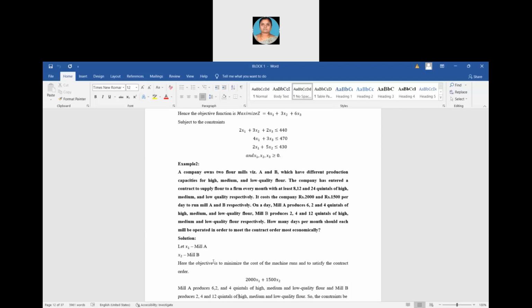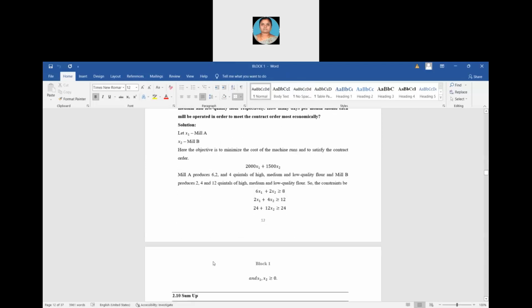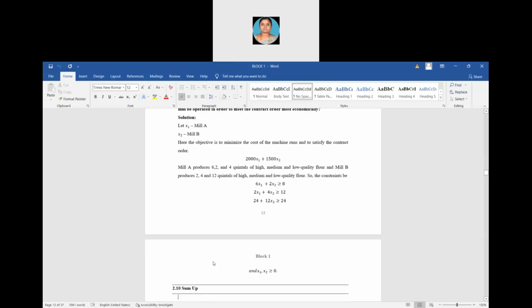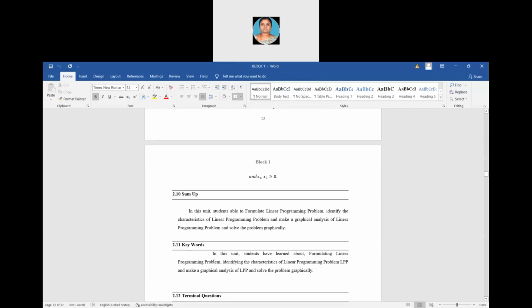So here, the keyword they have given to us is economically. Economically means mainly less amount only, that is, less than or equal to, a minimization type only. So we can identify the objective function from there. And here we are already seeing the sum up and also the keywords.